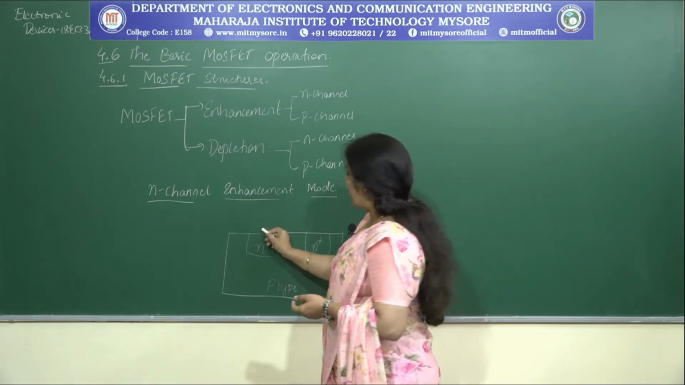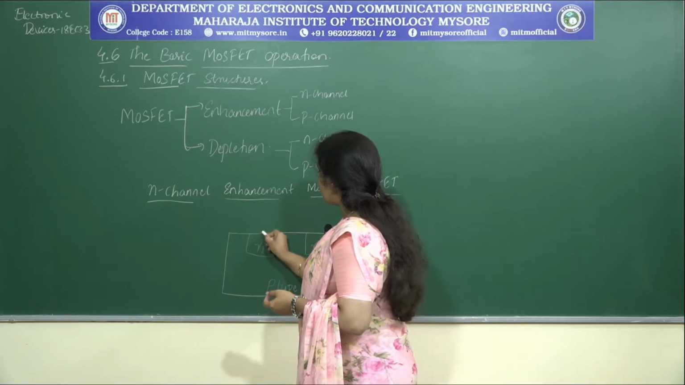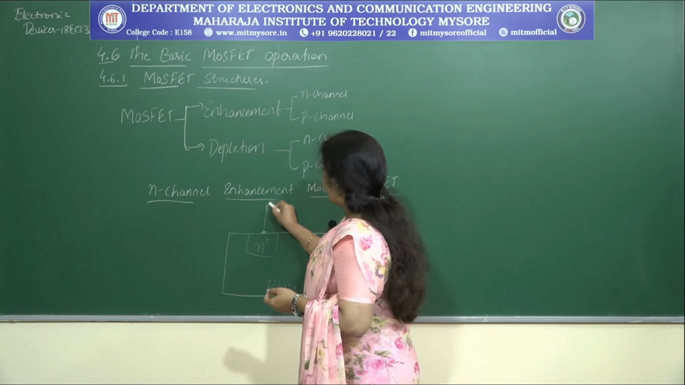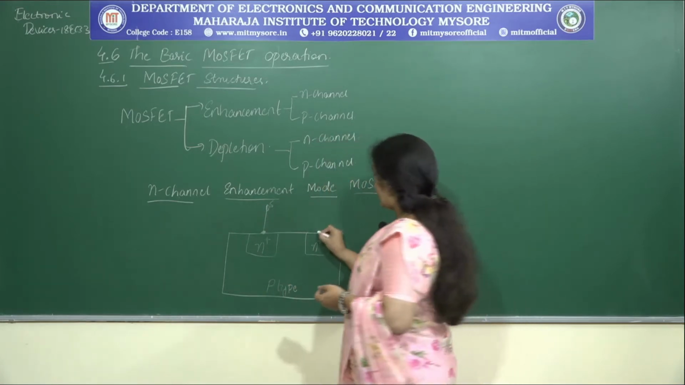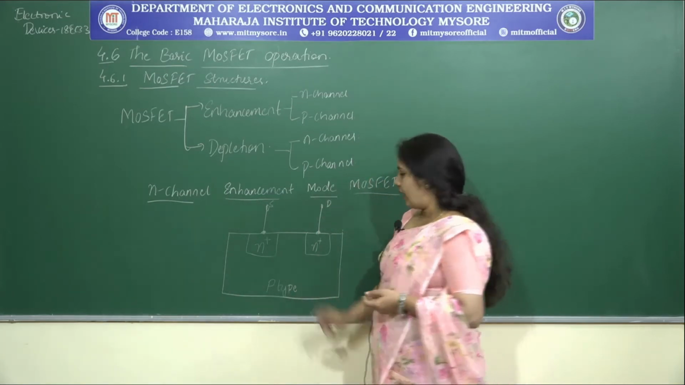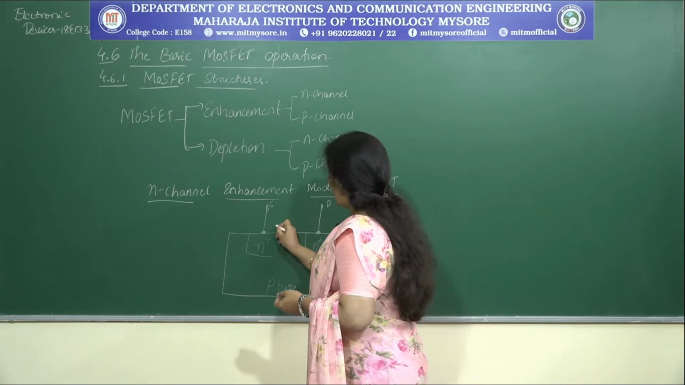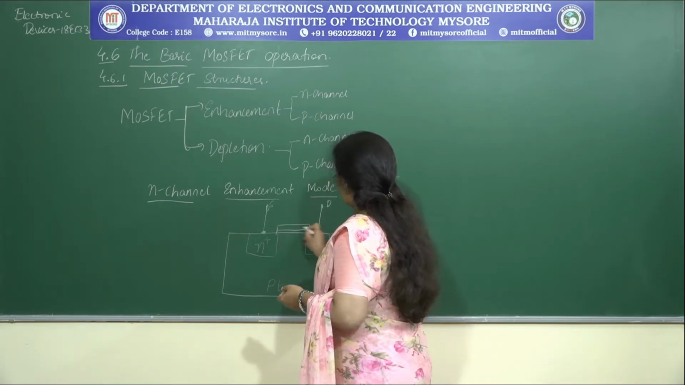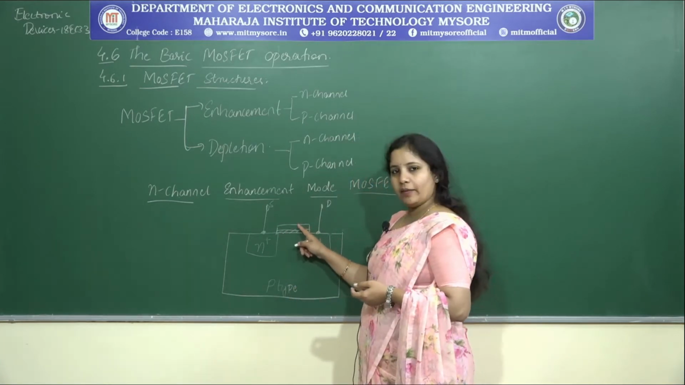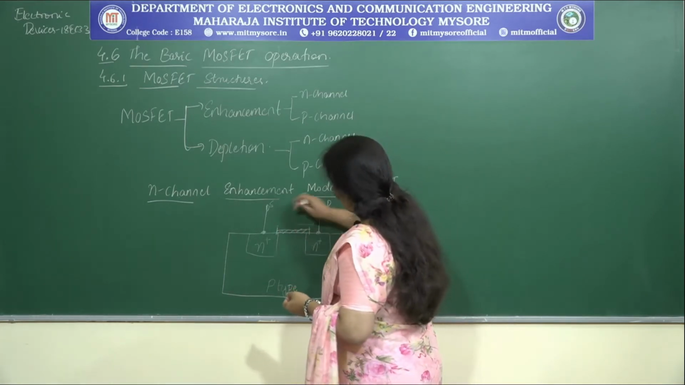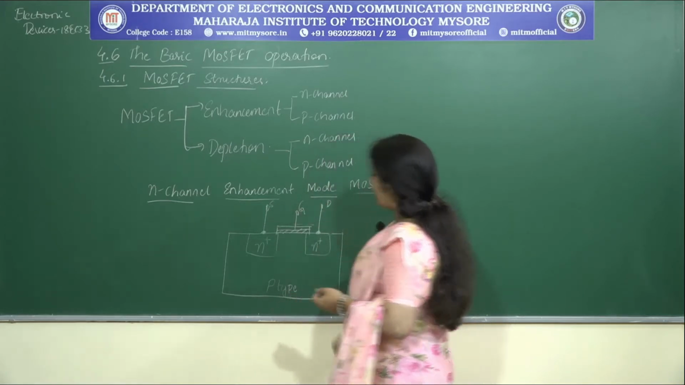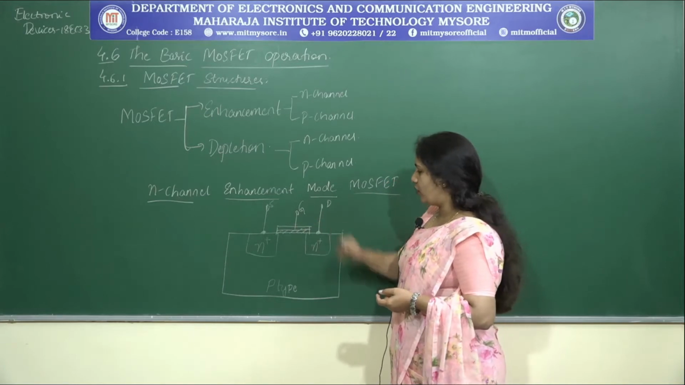Now, on this N plus, let me consider the ohmic contact or the metal contact that I have, and that forms the source terminal, and here this forms the drain terminal, and then in between these 2, what do we have? We have another terminal wherein we have an oxide layer followed by a metal layer, and that forms what is called the gate terminal of the MOSFET.